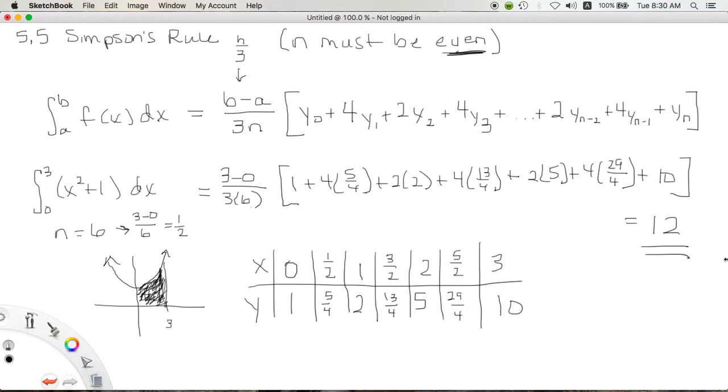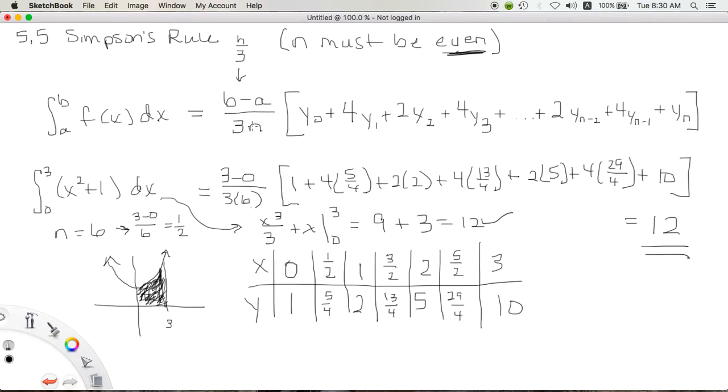That's your answer. Now you can also check it with numerical integration on your calculator, or you could check it. This would be x cubed over 3 plus x, evaluated from 0 to 3. 3 cubed is 27, divided by 3 is 9, plus 3 minus 0 minus 0, which gives you 12. And you can check it.